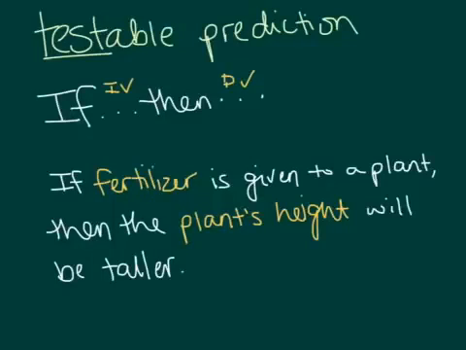We have the if-then format. Okay, we have the independent variable, fertilizer. We have the dependent variable, the height of the plant, and its prediction. We're saying if you give fertilizer to the plant, it will be taller. And then you could also think about the inverse. If fertilizer is not given to a plant, then the plant's height will be shorter.